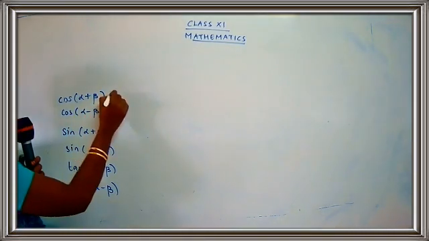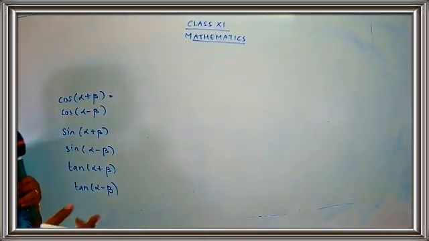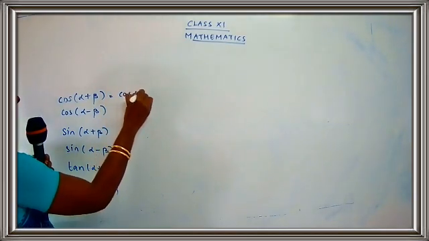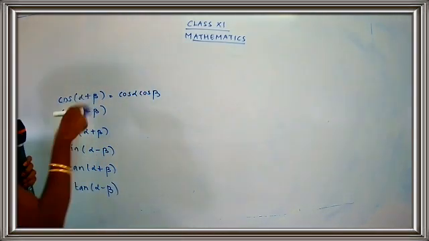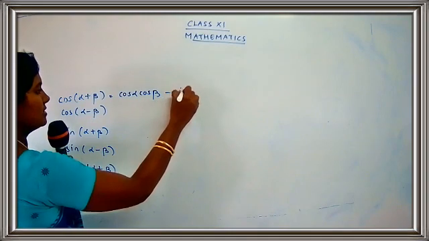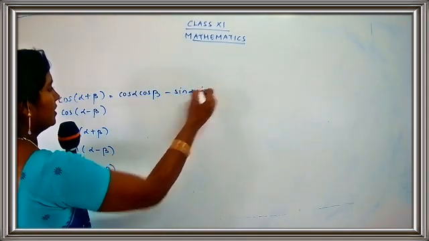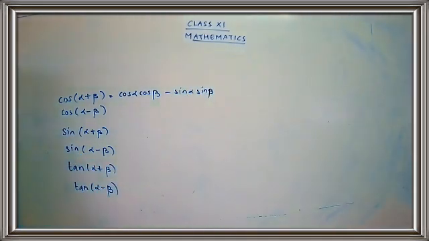When you go for cos, you have to write cos, sine. So cos alpha, cos beta. The plus changes to minus sine alpha, sine beta. So what's cos alpha plus beta? Cos alpha, cos beta minus sine alpha, sine beta.